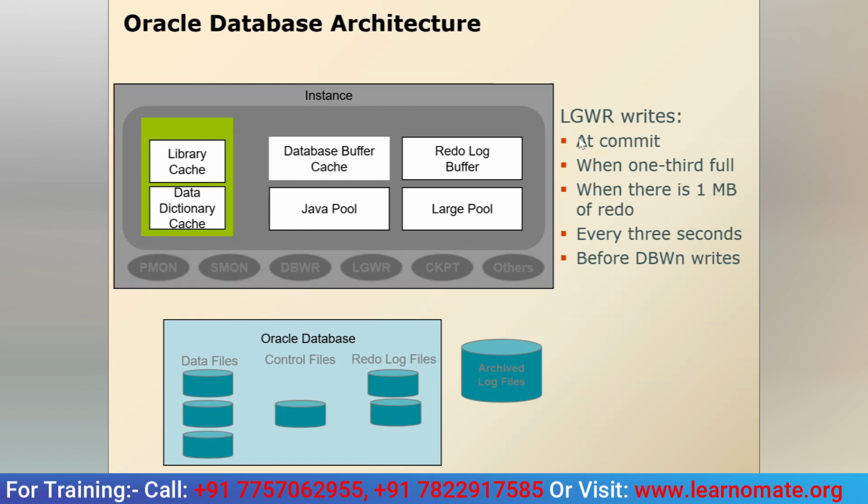These are the conditions at which log writer will be invoked and will write data to redo log files. First of all, if there is any commit, log writer will write the data to the redo log file. Or when the redo log buffer is 1/3 full. So suppose the size of the redo log buffer you have defined is 1 GB. When it is 333 MB full, log writer will write the data from the redo log buffer to the redo log file. Or when there is 1 MB of redo in the redo log buffer, at that very moment it will write. Or every 3 seconds. Whichever comes first in these scenarios, the action will be taken.